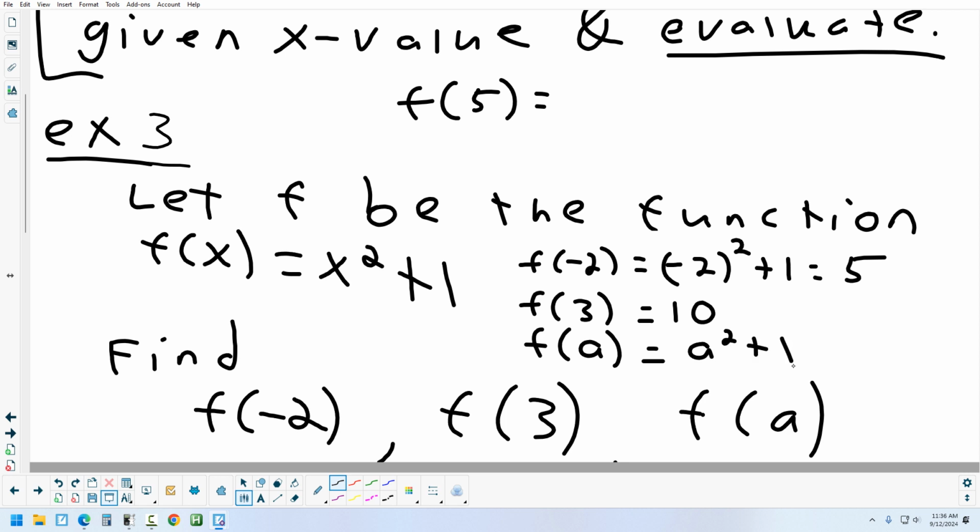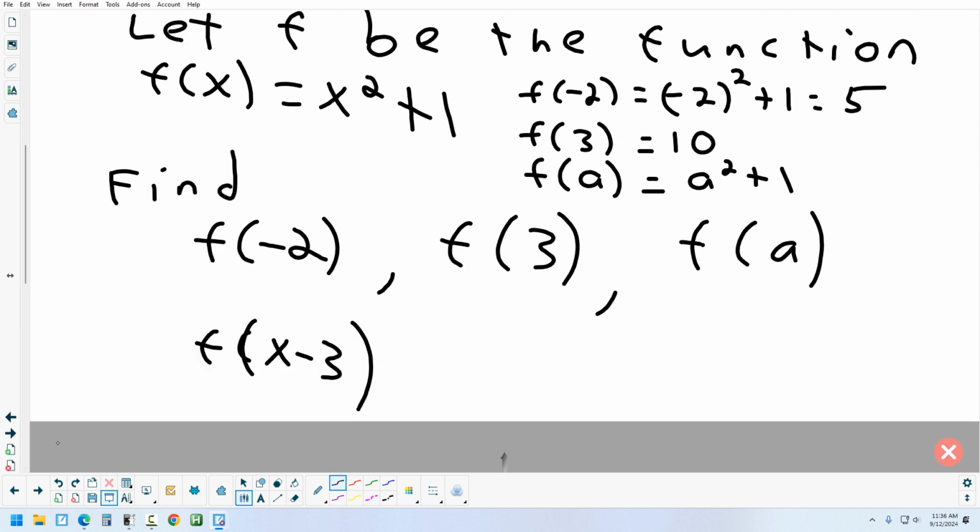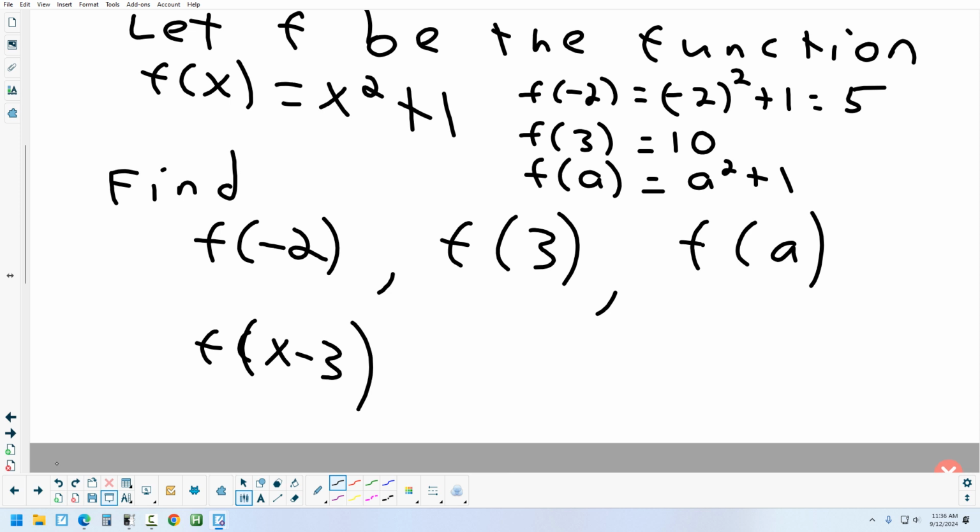I got one more we'll do. Let's plug in x minus 3. Everywhere you see a variable, plug in what I'm telling you right there. So it's x minus 3 squared plus 1.